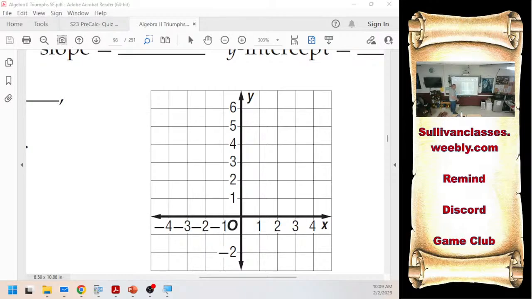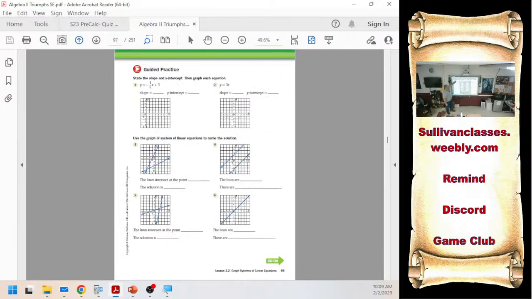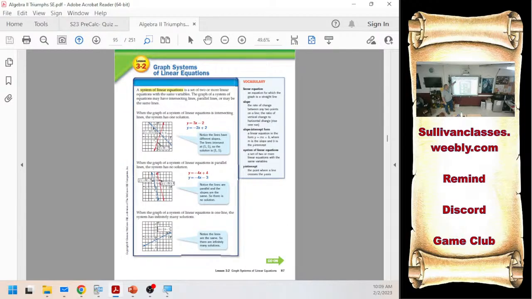3.2, here we go. If you can graph a line in slope-intercept form, you can do everything today, because it's not new information.